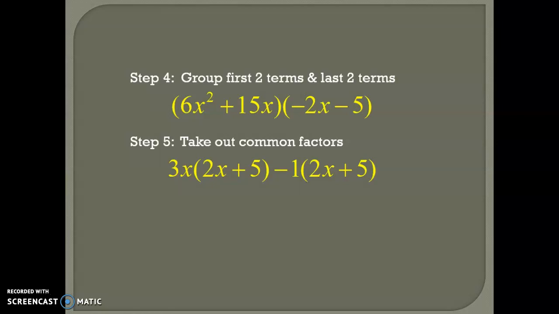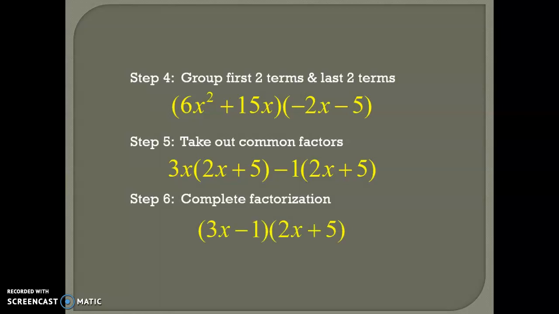Okay, and that brings us to step 6, complete the factorization. You take the terms on the outside, the 3x and the minus 1, and they become a factor. The 2x plus 5 becomes the other factor. Okay, so this is factor by grouping. Now, that's one way to do these kind of problems. Okay, there is a different way, and we're going to show you that next.